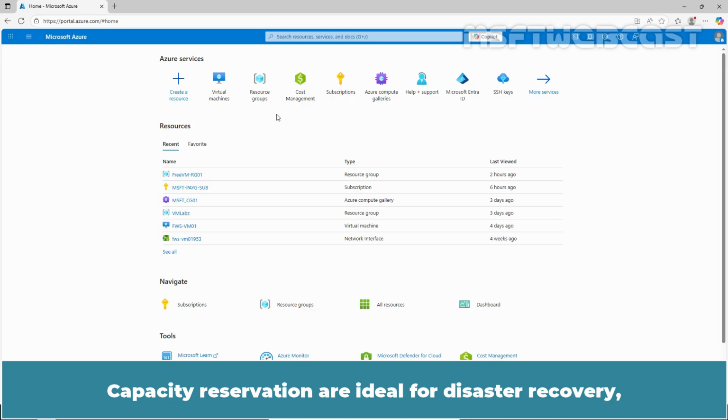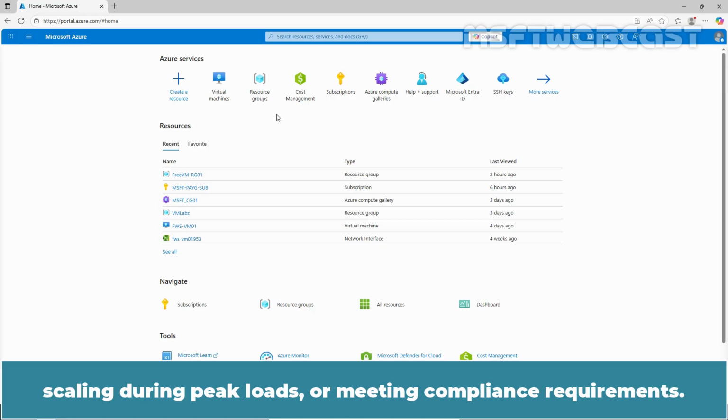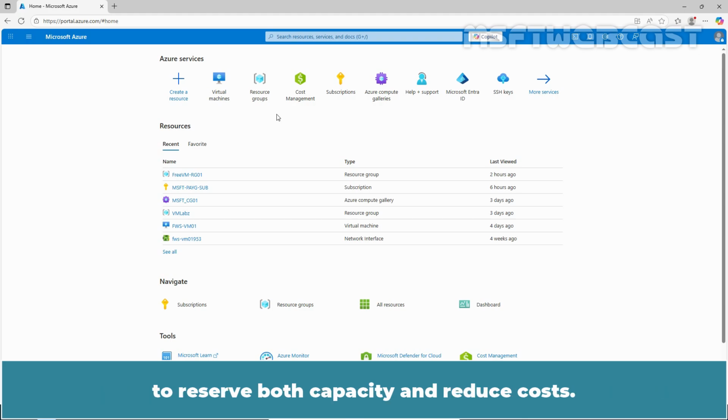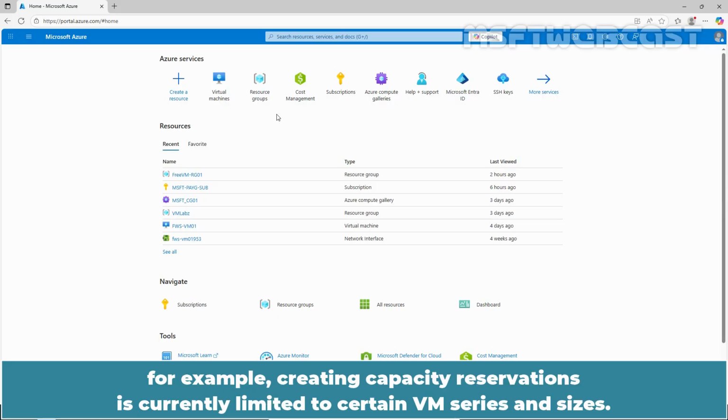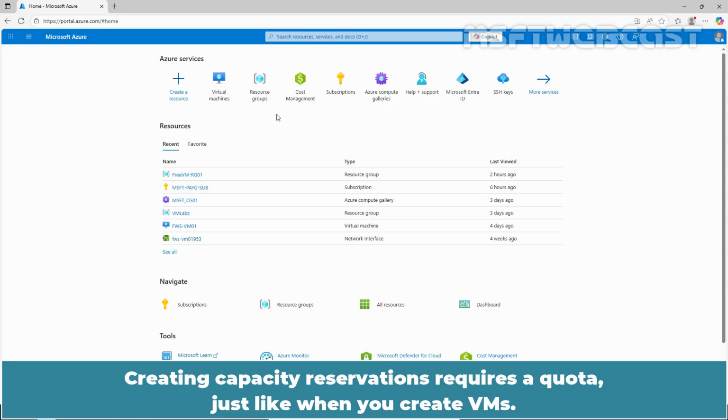Capacity reservations are ideal for disaster recovery, scaling during peak loads, or meeting compliance requirements. You can combine capacity reservations with reserved instances to reserve both capacity and reduced cost. There are also some limitations. For example, creating capacity reservations is currently limited to certain VM series and sizes. Creating capacity reservations requires a quota just like when you create VMs.